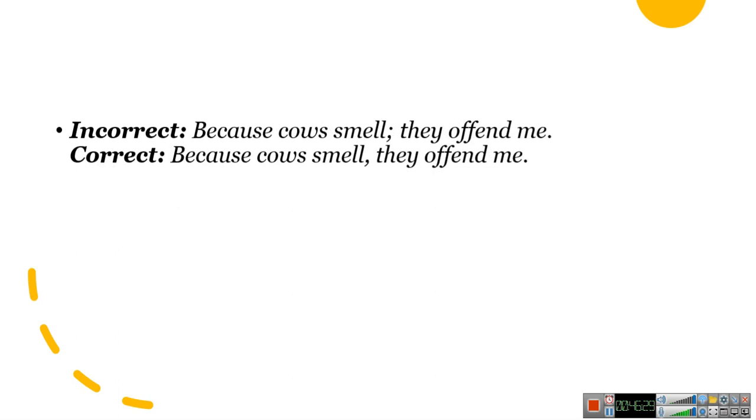Thank you. And finally, this one is kind of hard, so don't worry if you don't get it. Because cows smell, they offend me. We also have a correct one. Because cows smell, they offend me. The correct one is with the comma. The incorrect one is with a semicolon. So why do I use a comma here instead of a semicolon? Nubia, please help me with this one.